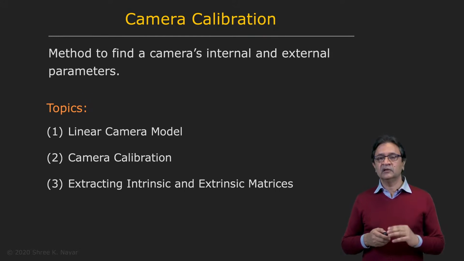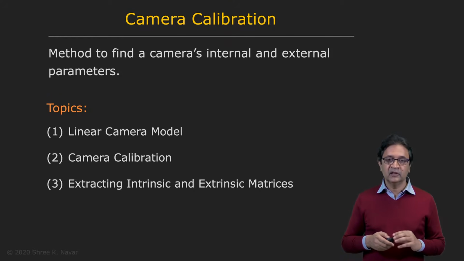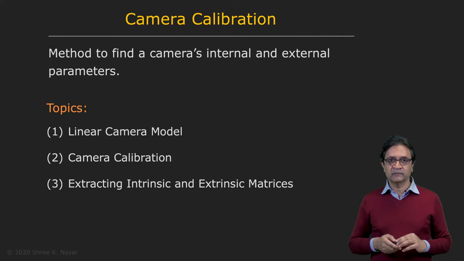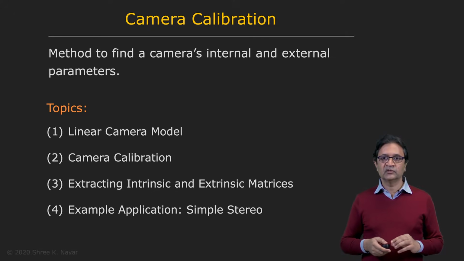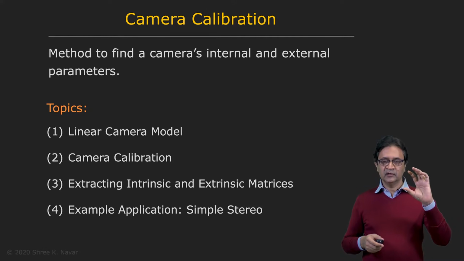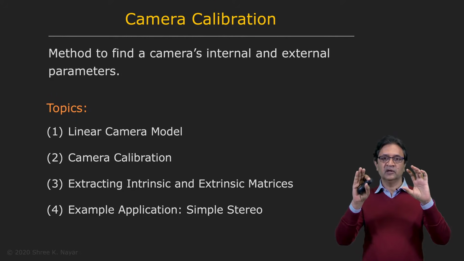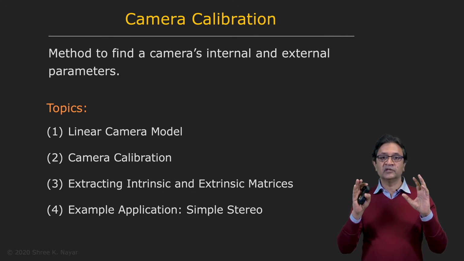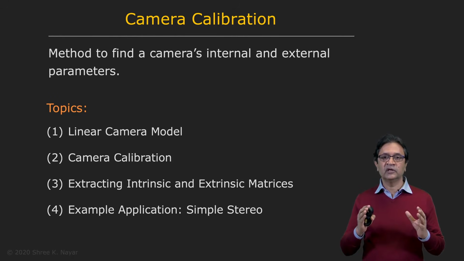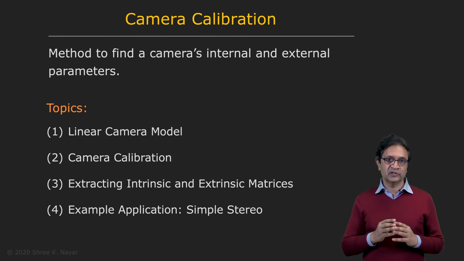And we would like to end with a simple example of how we can use a calibrated camera to reconstruct a three-dimensional scene. For this, we discuss what is called simple stereo. In this case, you have a camera that is in a particular location and a second camera which is displaced in the horizontal direction by some amount. These are identical cameras. We assume that these cameras are calibrated. And using these two views of the scene, we show how we can recover a three-dimensional representation of the scene.